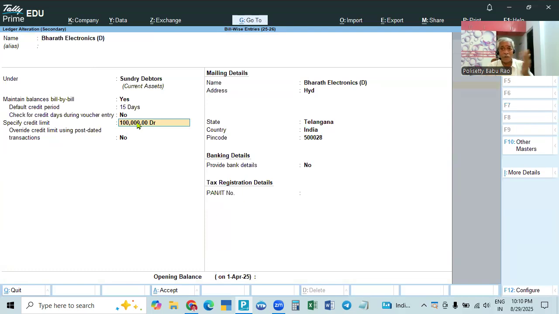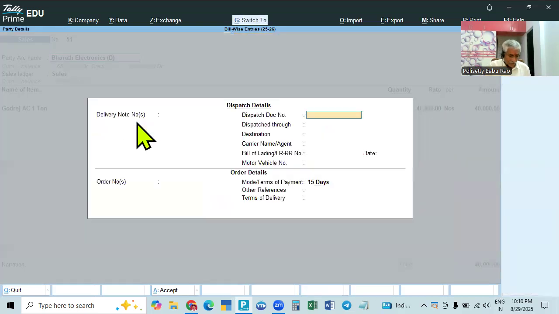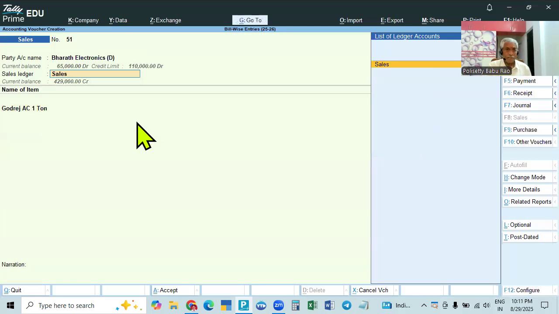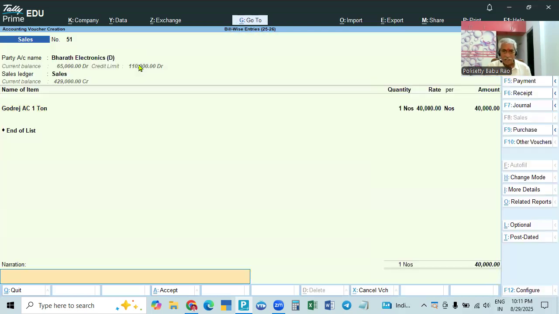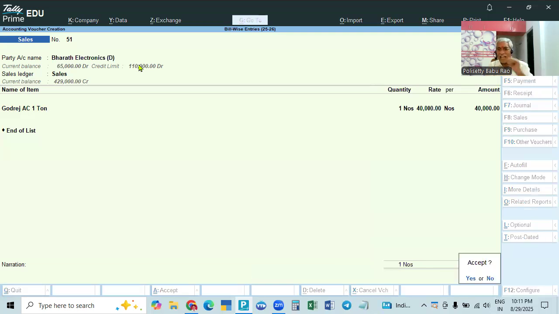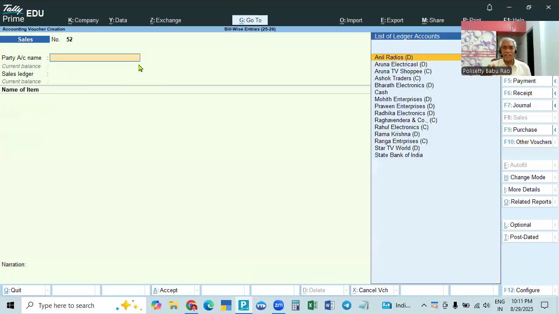It is already 65 plus 40, 1,05,000. We can make it more, 1,10,000 if you make. So the limit is 1,10,000. So we increase the limit. Now you see, the balance is 65, the credit limit is 1,10,000. Now if you go, this is the new reference, and in the narration, then come here, see the accept window is appearing. If we enter, it is accepting.